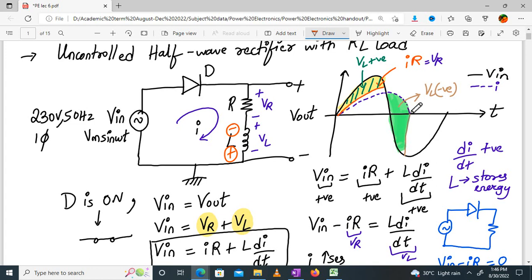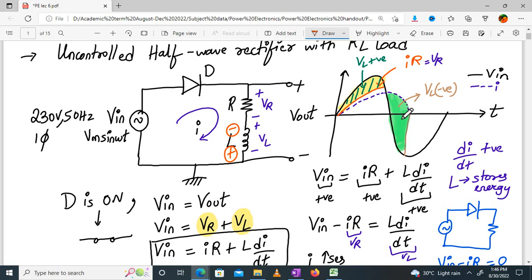Now listen carefully. This is a very, very important question which we ask. Why does the current still flow inside an RL load whenever V in is in the negative half cycle? Whenever there is an RL load, why does the current flow even though V in is negative? This is the answer to that question.